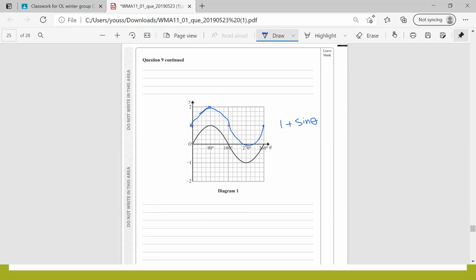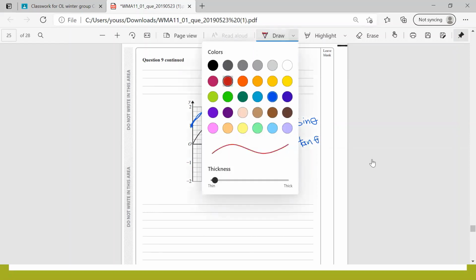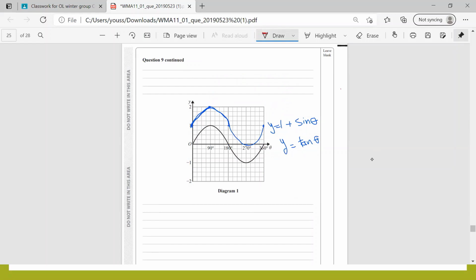So the 1 plus sine theta has been drawn, and it was required to draw the other one, which is y equals tan theta, and then we need to find the intersection points between them. So we just draw here tan theta, as you know, it will be having separate lines here. This is the dashed line. It will be drawn like this.